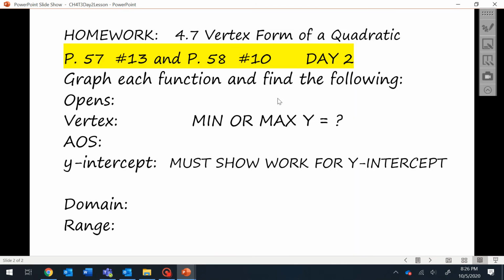Alright, so for tonight's 2 problems, vertex form graph, day 2, so graphing, page 57, number 13, page 58, number 10. The y-intercept is the only thing that needs work, so make sure you show your work for that.